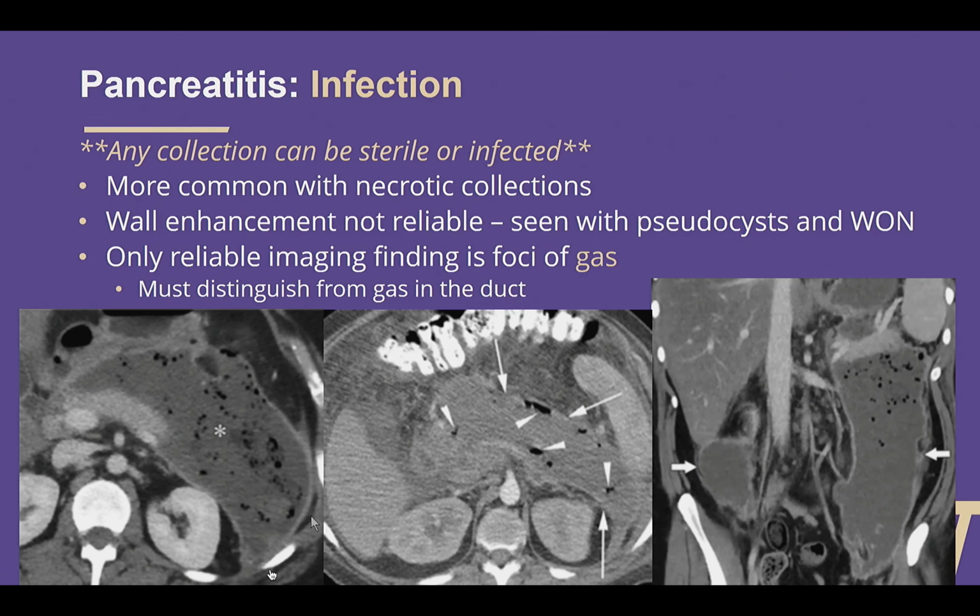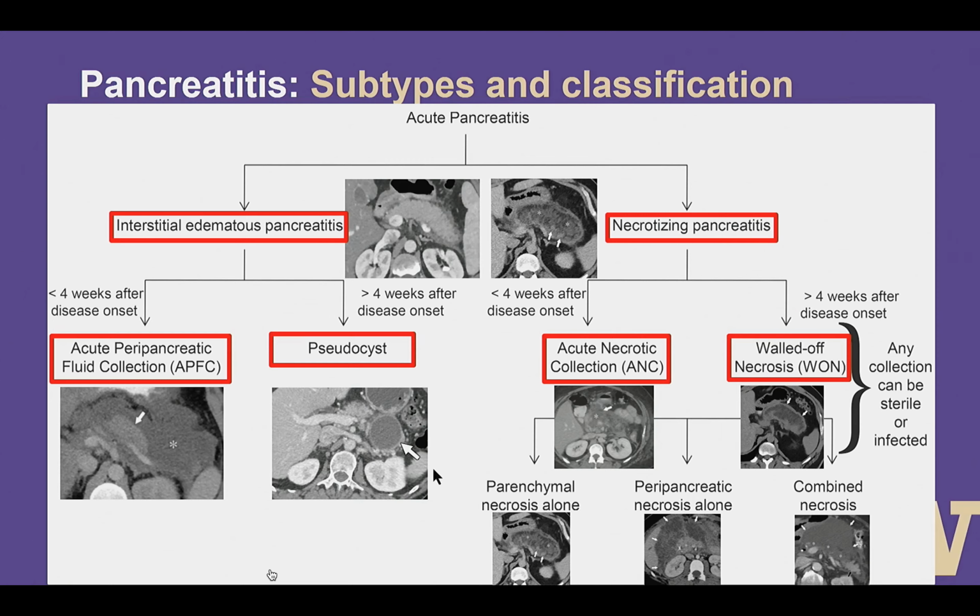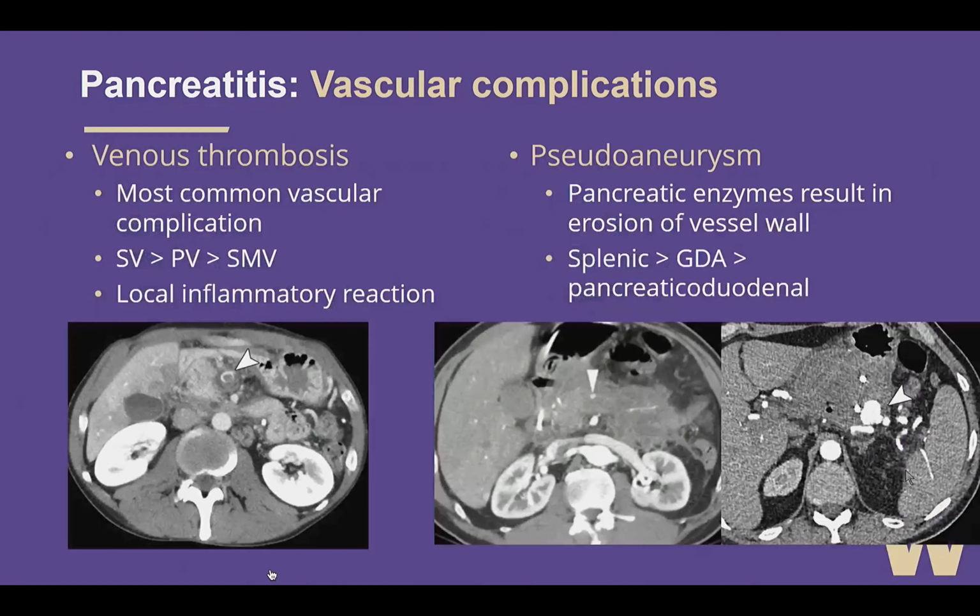So now as a summary slide here with our flow chart, if you see someone with acute pancreatitis, decide whether you think that there's necrosis or not. If you have fluid collections in interstitial edematous pancreatitis within the first 4 weeks, that's an acute peripancreatic fluid collection. A collection that persists for more than 4 weeks is a pseudocyst. By contrast, in necrotizing pancreatitis, a collection in the first 4 weeks is an acute necrotic collection. One that persists for more than 4 weeks is walled-off necrosis. Necrotizing pancreatitis can have parenchymal, peripancreatic, or combined manifestations for both the necrosis and the fluid collections. And for both categories, any collection can be sterile or infected, but look for the presence of gas.